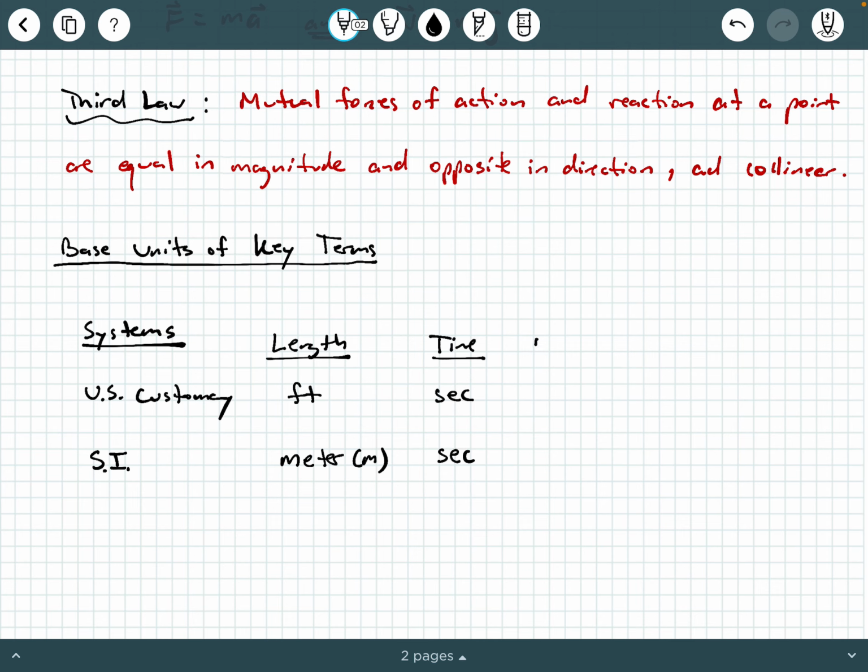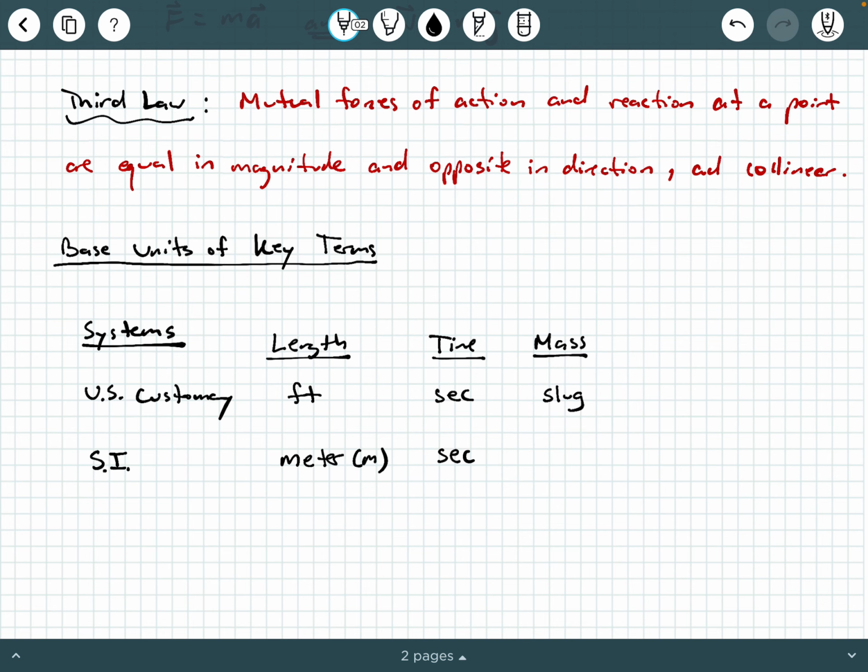What about mass? We're going to deal with mass quite often, okay? U.S. customary is the slug, okay? Now, we're not going to deal with the slug very often in our statics course. It might show up every now and then, but just for your information, the unit of mass for U.S. customary is a slug. It's not really a pound. We'll get to pound in a second.